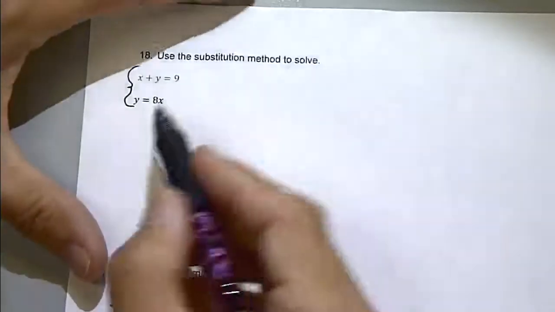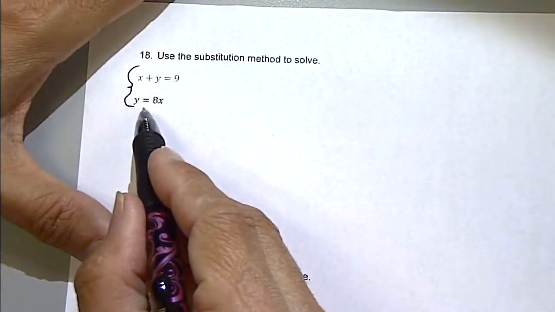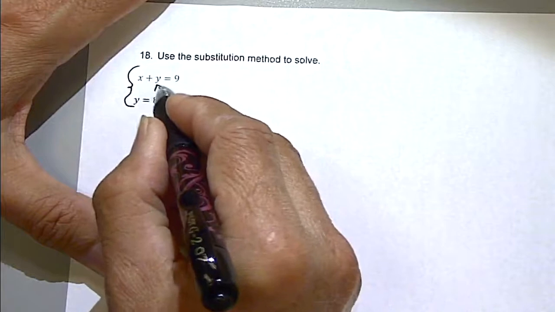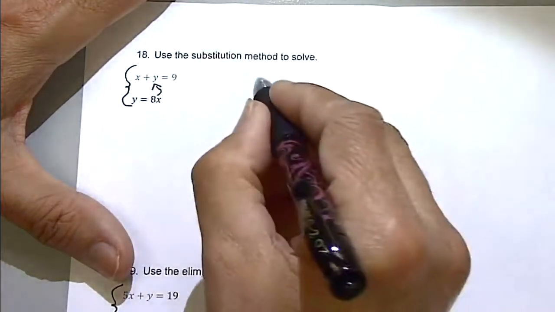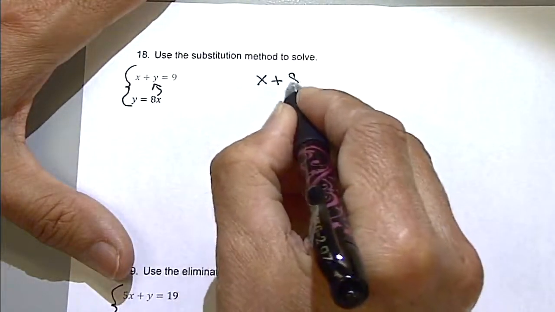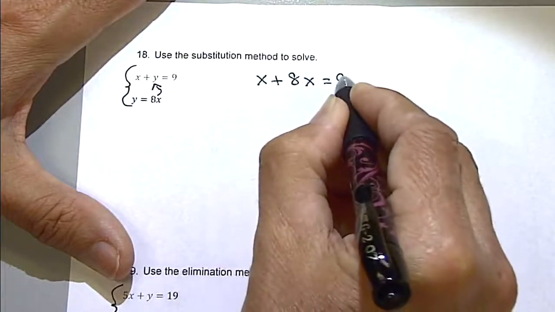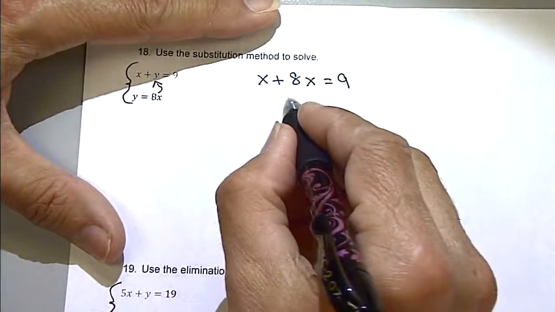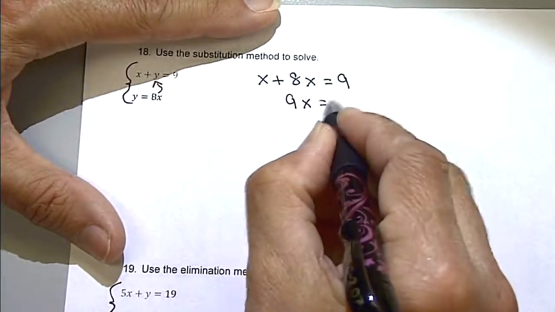Remember, this one is already solved for y. So I'm going to take the solution for y and plug it into the first equation. So I would say x plus 8x is equal to 9. Since I only have one unknown, I can now say, well, this is 9x is equal to 9, right?